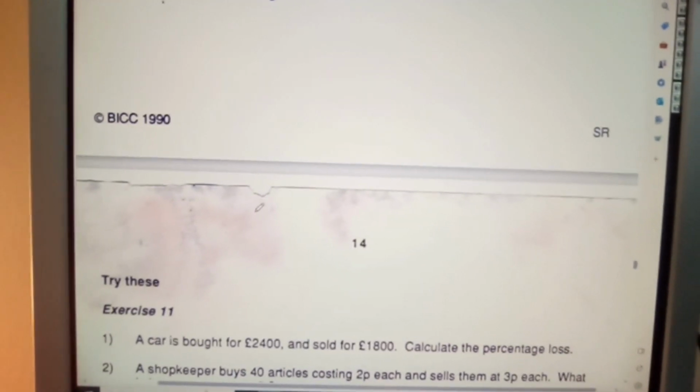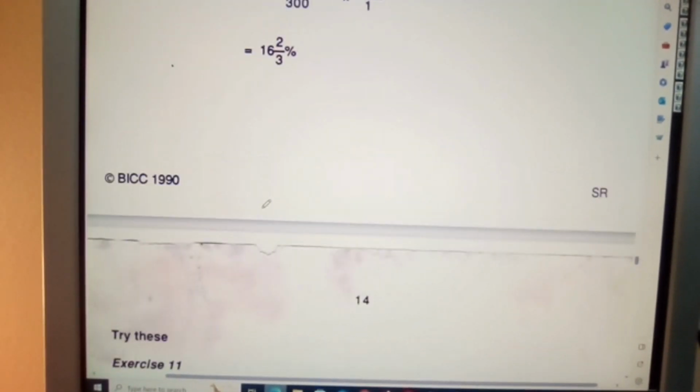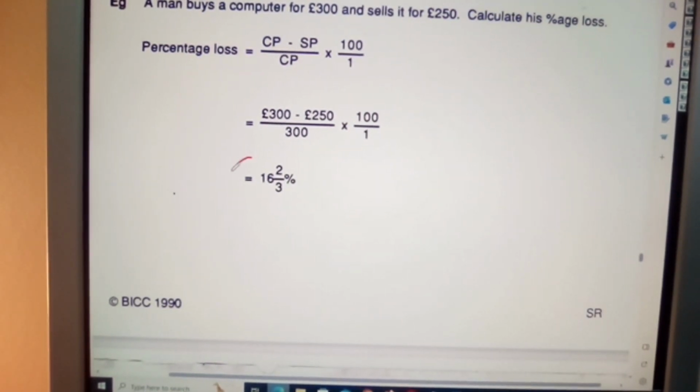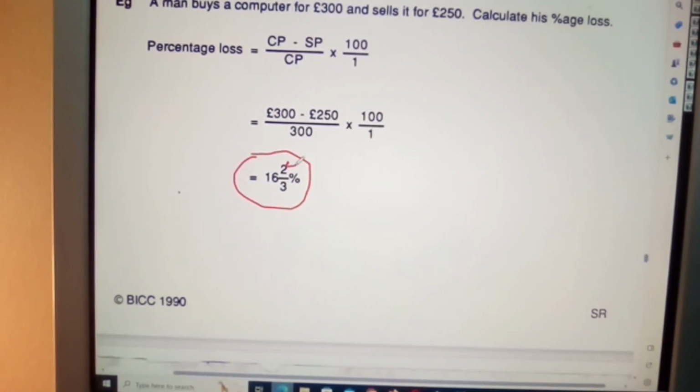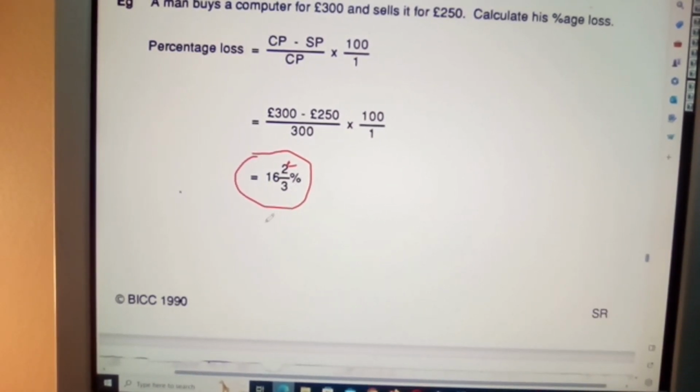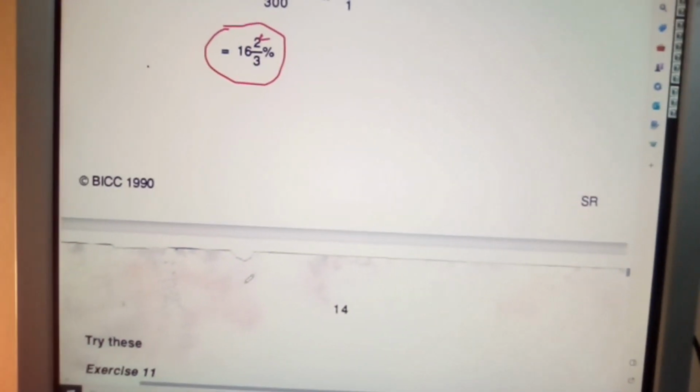Now don't forget you can pause the video if you need to look at information in more detail. And again here, remember that I said something about that 2/3. What can you do with it? Bring it to a decimal, so it should be 16 point something. I did it for you earlier. Remember to bring that into play.